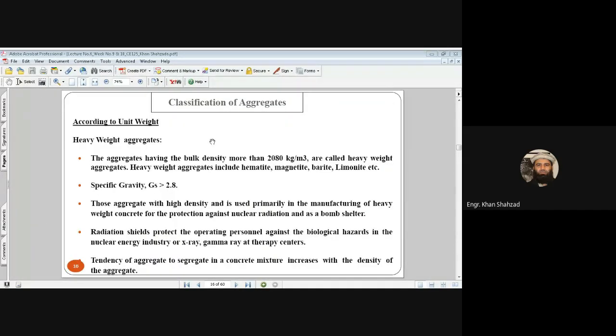So according to the unit weight, how can we classify the aggregates? I hope everybody remembers the unit weight. Unit weight क्या होता है बेटा? Weight per unit volume. किसने कहा ये? सर मैंने, मोहम्मद जीशान. Okay. Anyone else? आरिफ वजीर, ठीक कहा इसने? Yes sir, weight per volume. Weight of a unit volume.